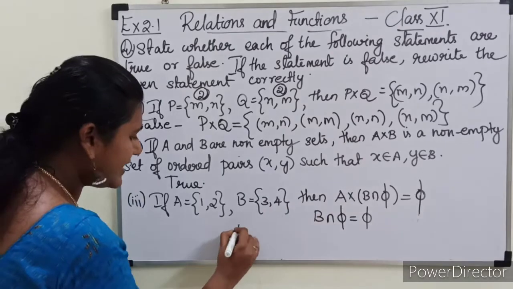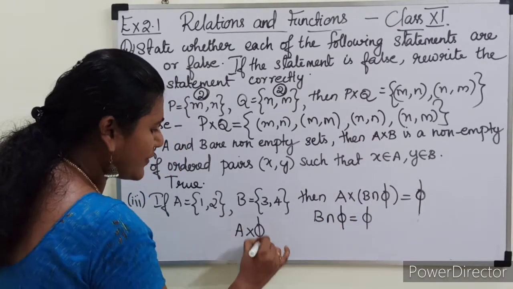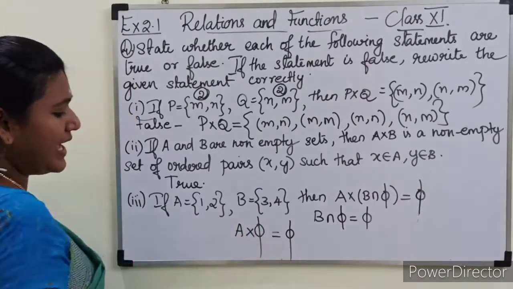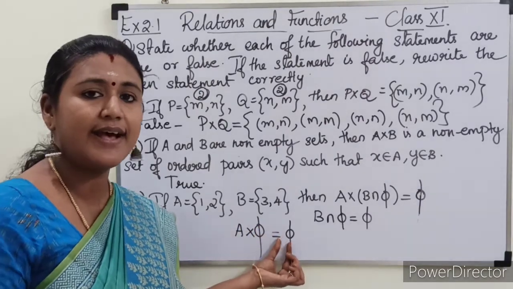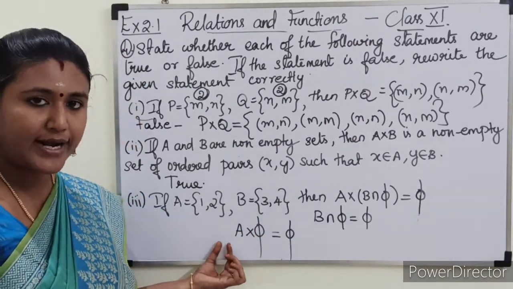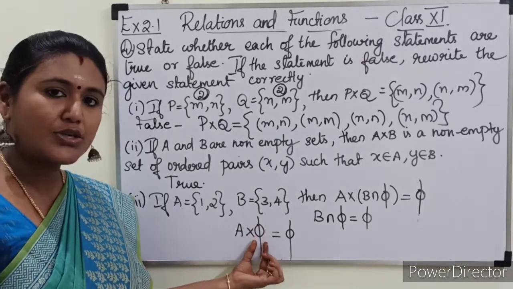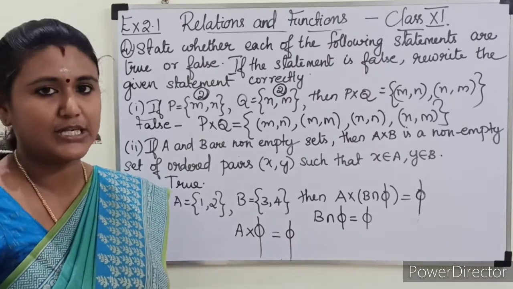So now we will check here. A intersection, B intersection null set is already the null set. So what is the value of A cross null set? A cross null set is always the null set. This point we have already discussed in our previous video. If we are taking the cross product with an empty set, the answer will be an empty set only.